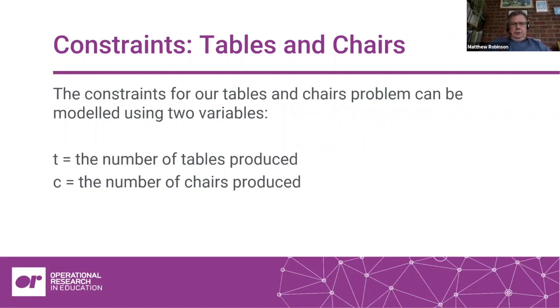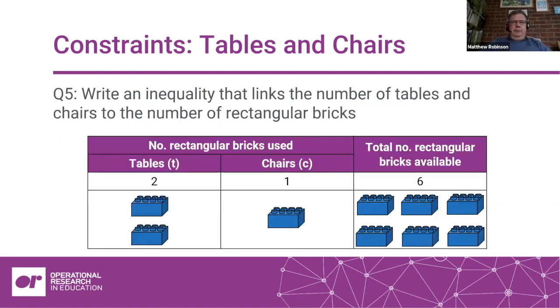So I'm going to say, let the letter T represent the number of tables produced and C be the number of chairs produced. So rather than working through each of those 4 options as we did, I'm now going to form a general equation to show me what those constraints are. So the letter T is the number of tables produced and the letter C is the number of chairs being produced. So let's think about that.